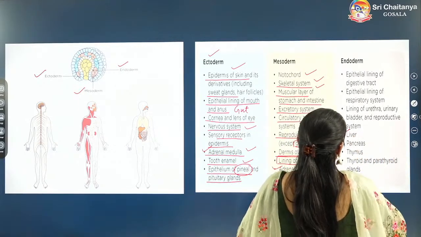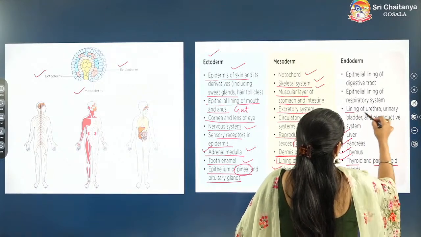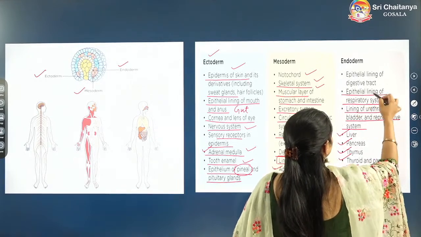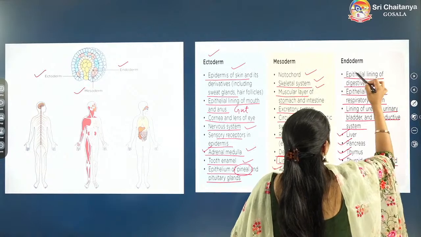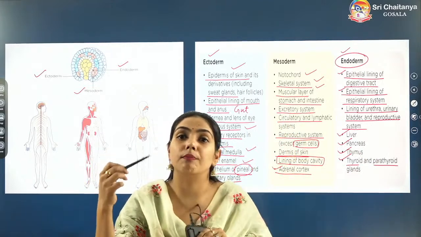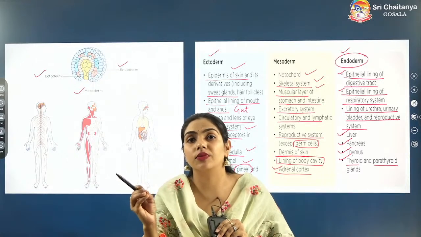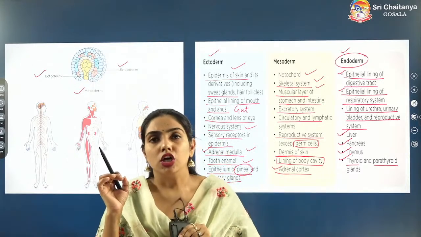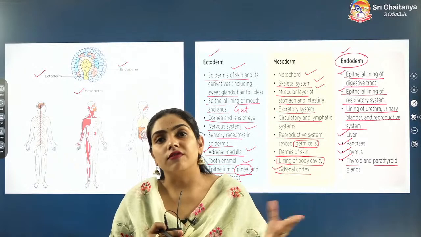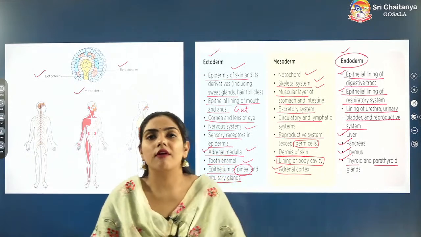Similarly, if we talk about liver, pancreas, thymus, thyroid gland, parathyroid gland, the lining of urethra, urinary bladder, reproductive system, epithelial lining of your respiratory system, epithelial lining of your digestive tract, all these are derived from the endoderm. Epithelial lining of your blood vessels, that is known as endothelium. So, this is all about the embryonic origin, where we have talked about all the three germ layers, ectoderm, mesoderm and endoderm. So, I hope you have understood this part.